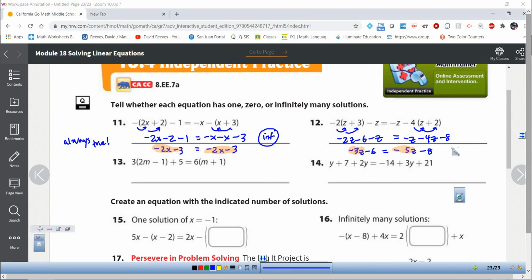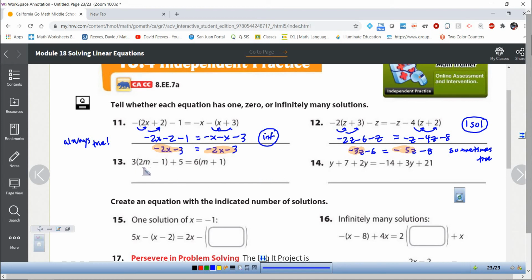All right? So this is an equation that is sometimes true. Anytime you have those variable terms and they're different, it's going to have one solution. When the variable terms are the same, in fact, when the entire thing is the same, it's going to have infinitely many solutions. And when the variable terms are the same, but the other part is different, that's when it's going to have no solution.